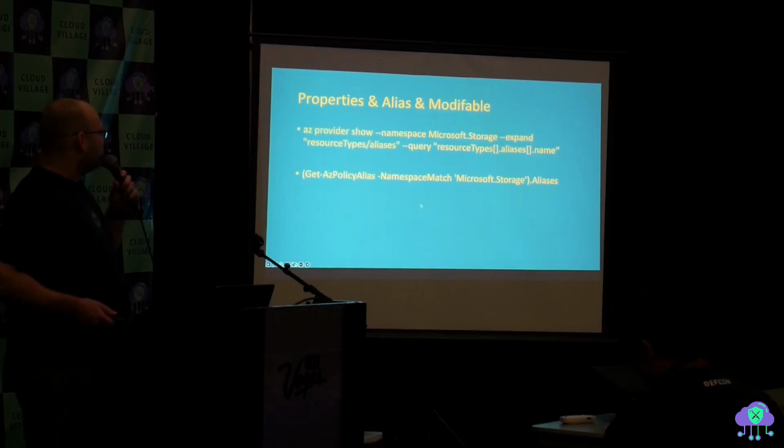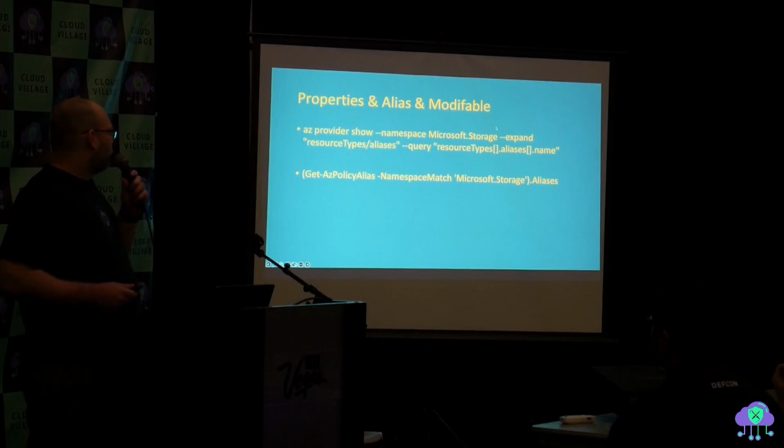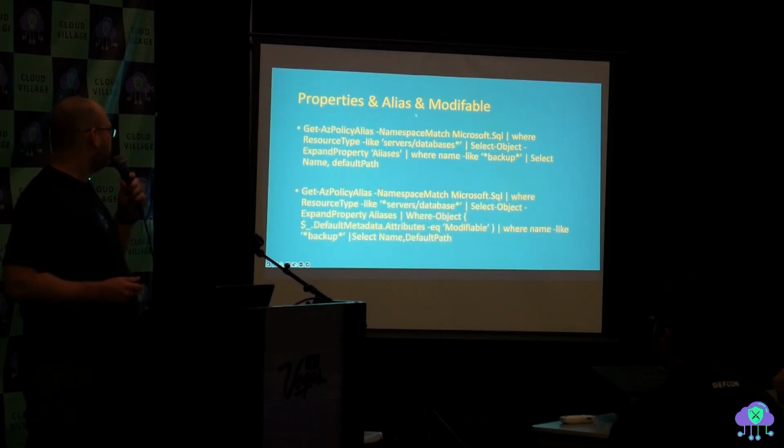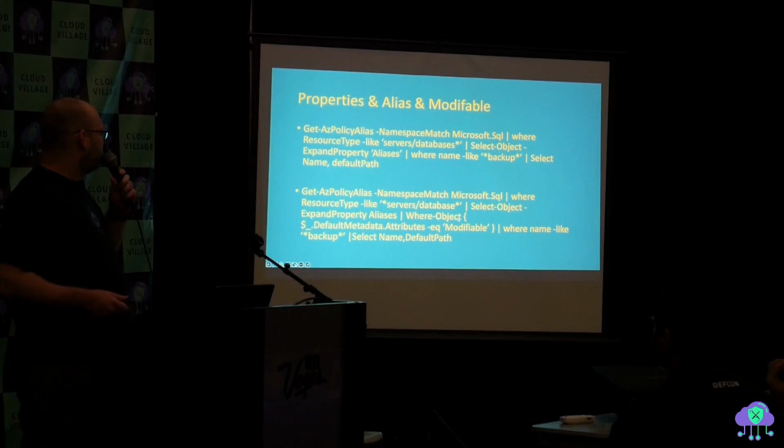I included in the slides a couple of commands that are working and can help you look for modifiable properties and these aliases, and you can rewrite them. So sometimes it's a storage account, but you can modify it to compute or something else. These as well, or the second one is for a modifiable attribute. Sorry, if you want to get the screenshot.